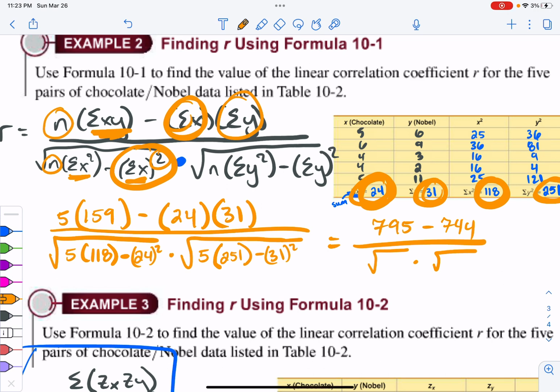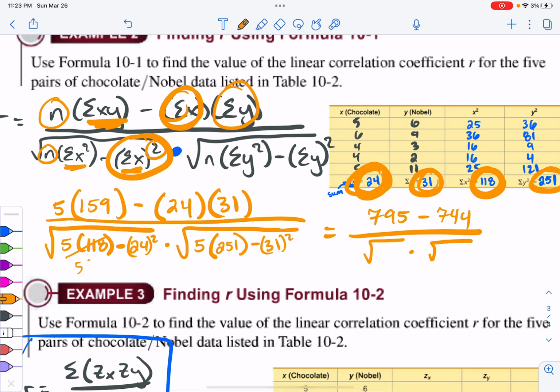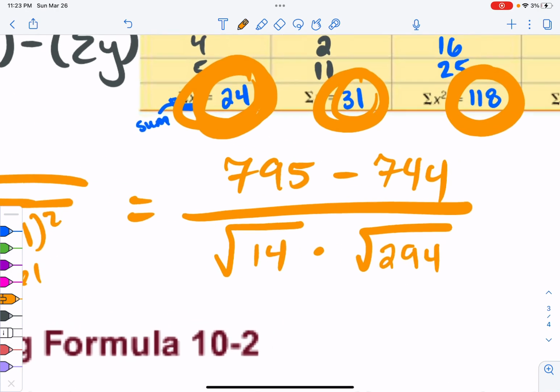All right. 5 times 118 is 590 minus 24 squared, 576. So if I subtract those, I get 14, okay? And this guy right here, 5 times 251 is 1255 minus 31 squared. That's not right. 31 squared is 961. Okay, that's 294.